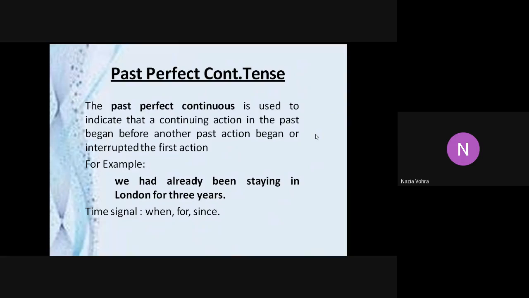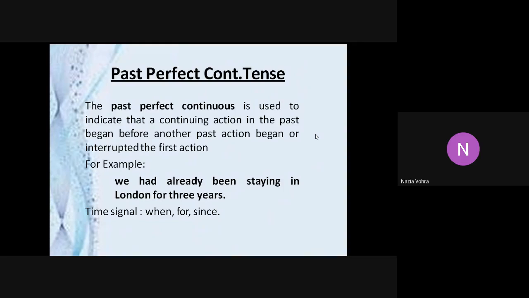Past perfect continuous tense. The past perfect continuous is used to indicate that a continuing action in the past began before another past action began or interrupted the first action. It means the first action will get over and the second will begin, or maybe it has interrupted the first action, and the first action could be responsible for the second action and show you the effect. We had already been staying in London for 3 years.